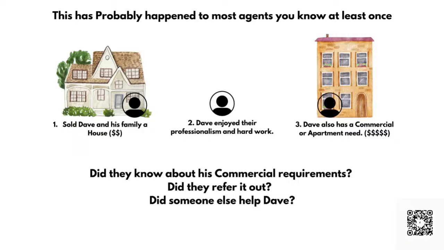So the question is, did you know about the commercial requirement? Did you ask Dave about any commercial needs he has? Did you refer it out? Or did someone else help Dave? Because Dave closed on that apartment whether or not someone helped him or not, right?